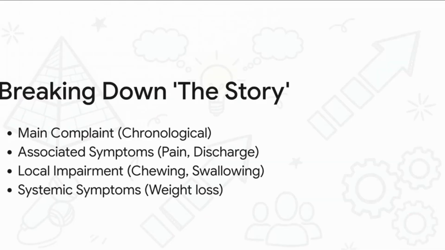Let's zoom in for a second on step 2, the story, because even this step has its own internal logic. You start with the main complaint, and you have to tell it chronologically. Only after you've established that timeline do you start layering in other things like associated symptoms. This logical flow is absolutely the key to building a case that's powerful and super easy to follow.